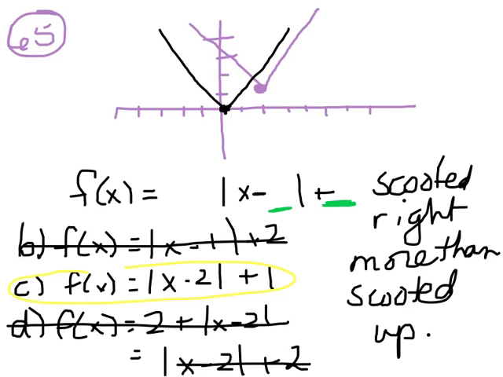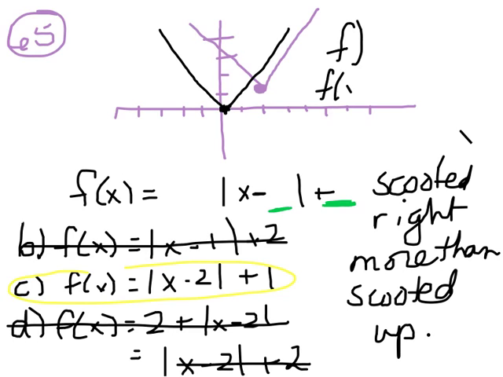And then E, you don't have all that stuff inside. E is not right. E's got a bunch of stuff inside the absolute value brackets. That's not right. If you're going to scoot it up and right, you're going to have something outside the absolute value brackets, or there's no vertical translation. And then F is not right because if you rewrote F, it looks like this.